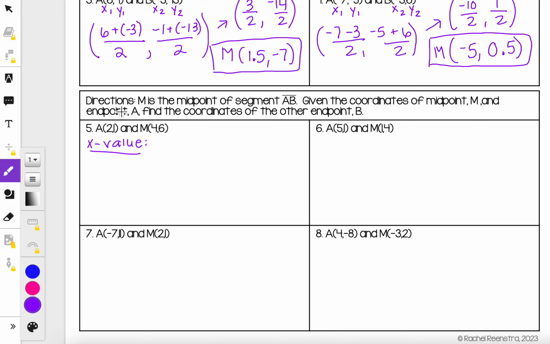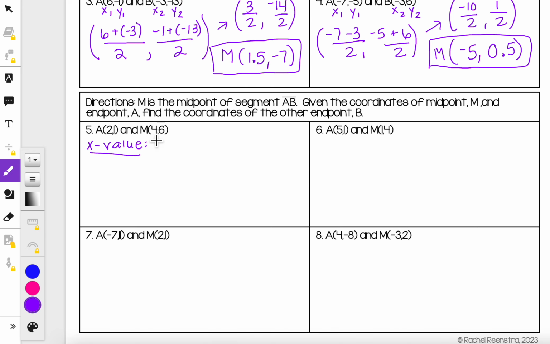Okay? So if I look at my midpoint formula, I know that 2 plus my other endpoint, I don't know what that other endpoint is, right? So B is some coordinate x comma y that we're trying to find. So 2 plus whatever x is, when I divide that by 2, I'm going to get 4 as my answer.